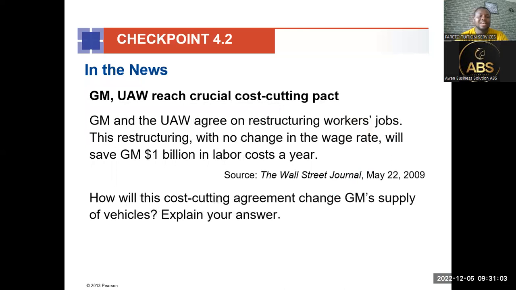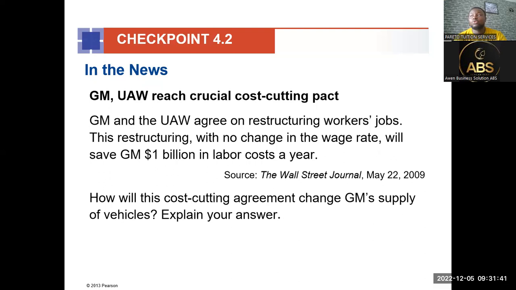Now, GM and the UAW are restructuring workers' jobs. This restructuring with no change in the wage rate will save them $1 billion in labor costs a year. So the restructuring is going to lower their costs and give them an additional $1 billion a year without actually increasing the wage of its workers. Now, the question is, how will this cost-cutting agreement change GM's supply of vehicles? We have to explain our answer.